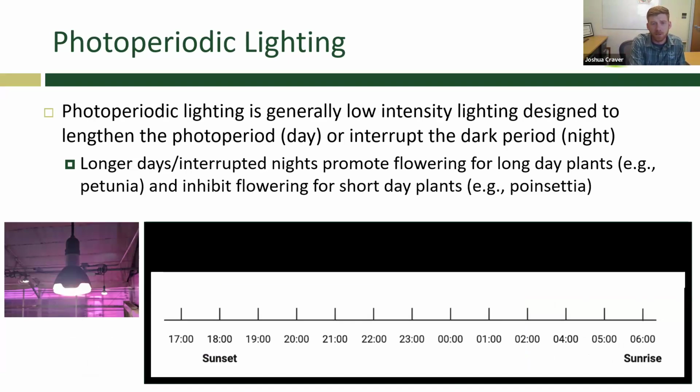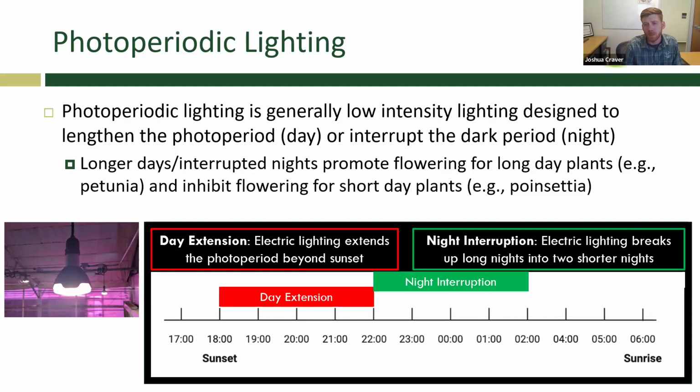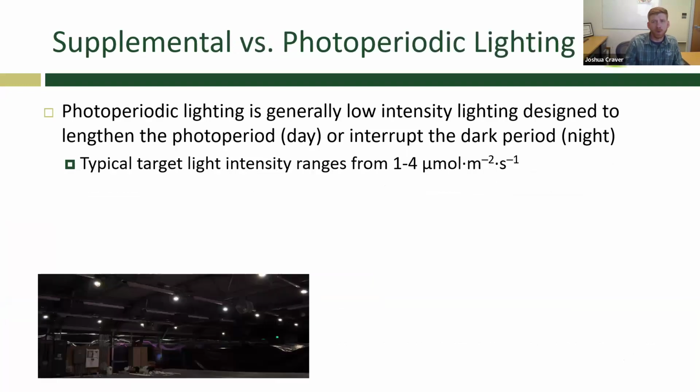It's a great flowering technology where specifically the two most common are going to be day extension, where, for example, if our sunset occurs as you see here at 6 p.m., we can extend that day with a flowering lamp, photoperiodic lighting, to include an additional 4 hours to give the plant the perception of a long day. Or we can do things like night interruption, where we're going to break that long night up into 2 short nights. And similarly, that will stimulate that flowering response for long day plants, or will inhibit flowering of short day plants.